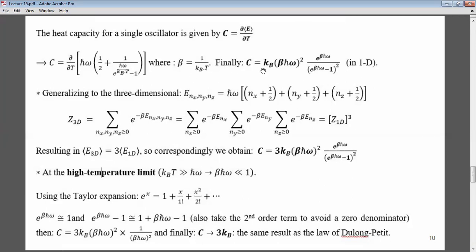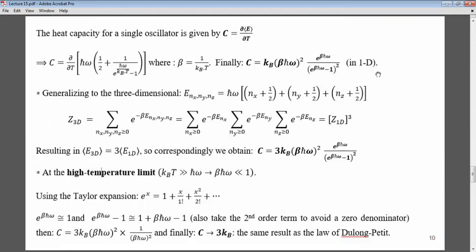Finally, C is equal to, so I will take the derivative of this thing by T. I will get this value for C, which is KB into beta h bar omega squared e to the beta h bar omega over e to the beta h bar omega minus 1 squared. So you just have to take the derivative by T of this thing, okay? And you will do it. So do it just slowly.